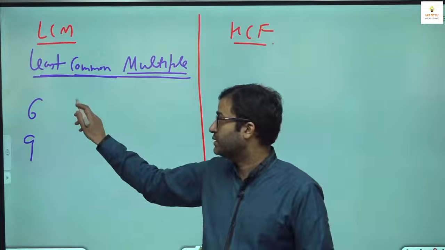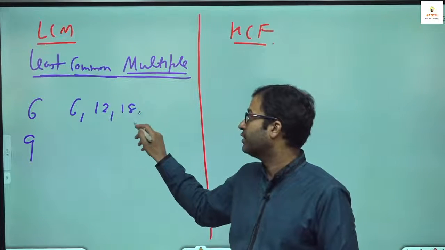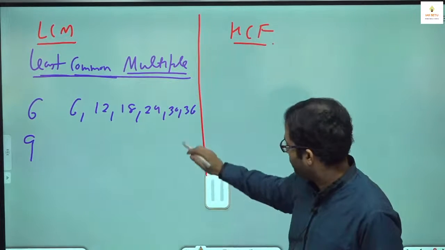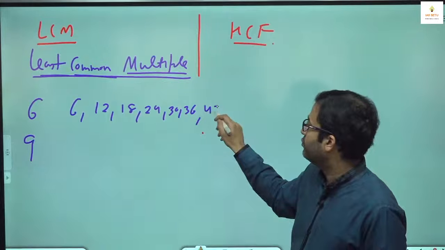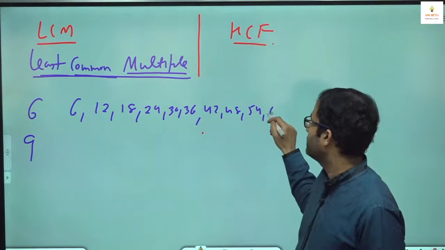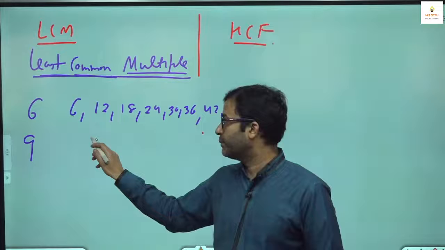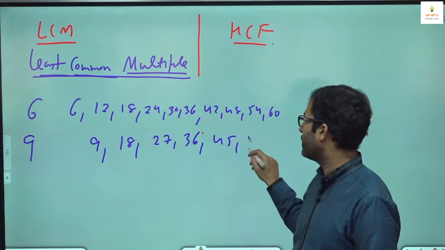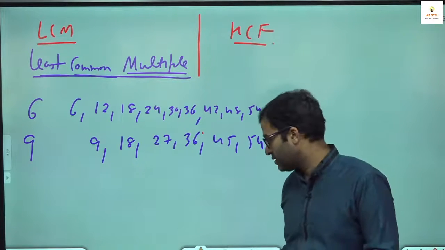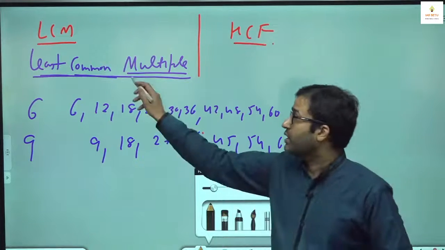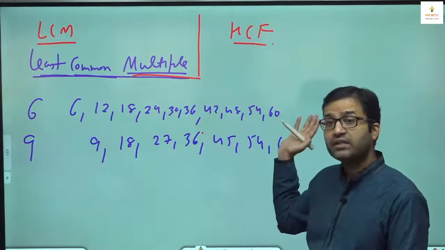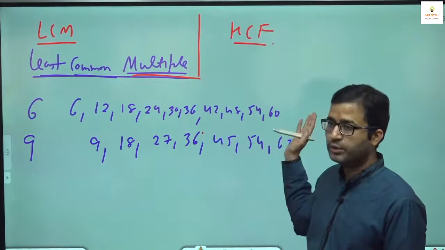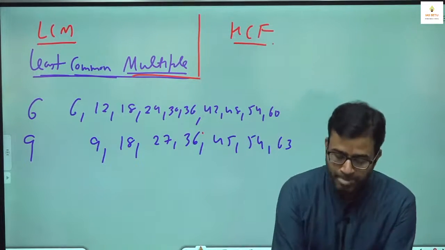Take multiples of 6: 6, 12, 18, 24, 30, 36 and so on, 42, 48, 54, 60 and so on. Take multiples of 9: 9, 18, 27, 36, 45, 54, 63 and so on. These are multiples and multiples are infinite. ऐसा नहीं कि स्कूल टाइम है कि 60 तक रुकना है, मल्टीपल तो उसके बाद भी है, multiples are infinite.